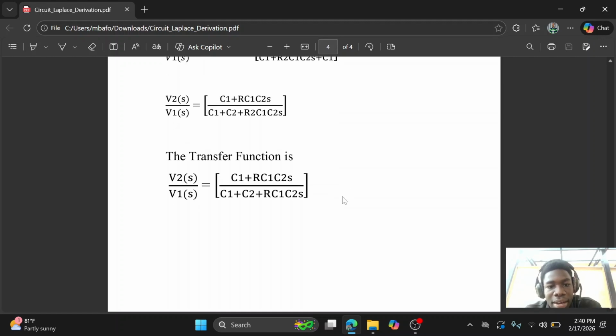And so we know that finally our transfer function across that circuit, which is V2 over V1 of S, will be equal to C1 plus RC1 C2S over C1 plus C2 plus RC1 C2S.